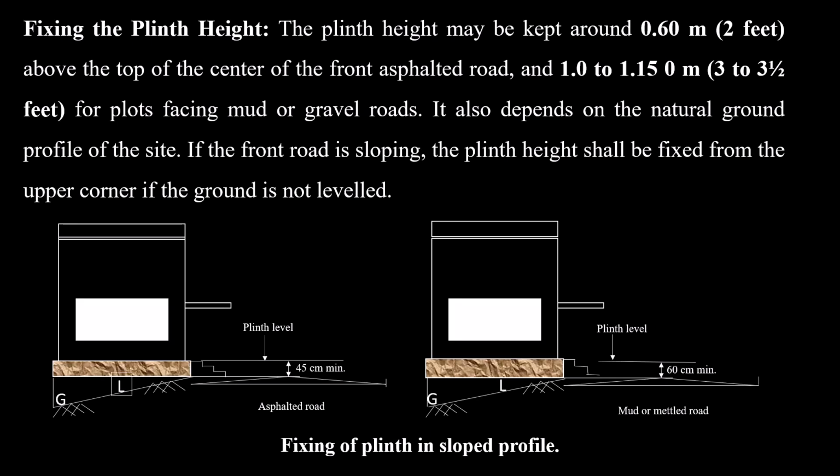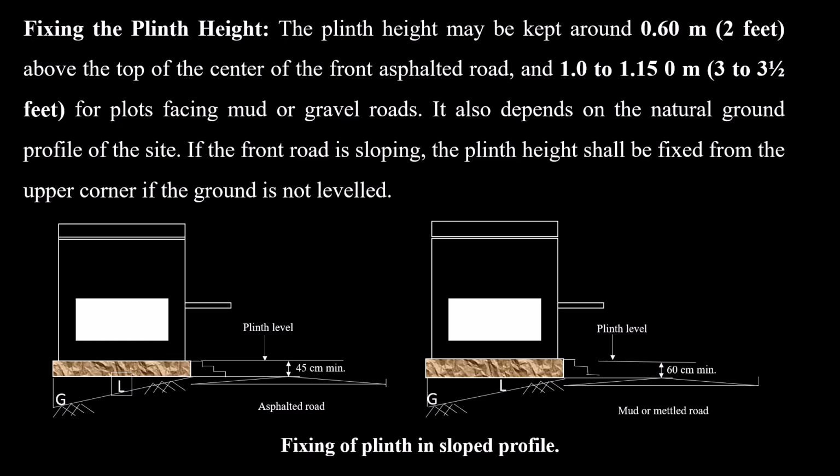Fixing the plinth height. The plinth height may be kept around 0.6 meter, that is 2 feet, above the top of the center of the front asphalted road, and 1 meter to 1.15 meter, 3 to 3.5 feet, for plots facing mud or gravel roads. It also depends on the natural ground profile of the site. If the front road is sloping, the plinth height shall be fixed from the upper corner if the ground is not leveled. That has been shown here.